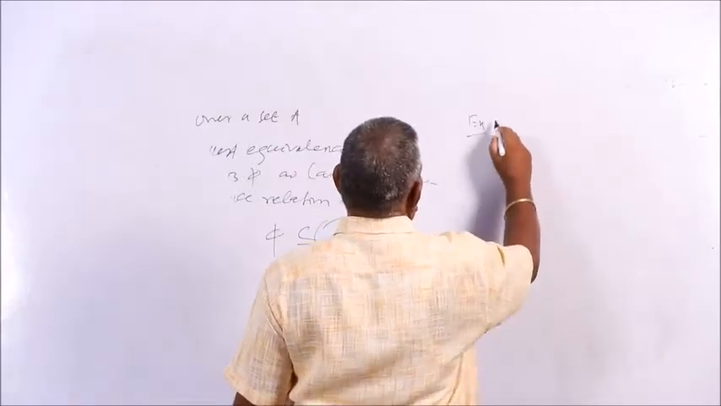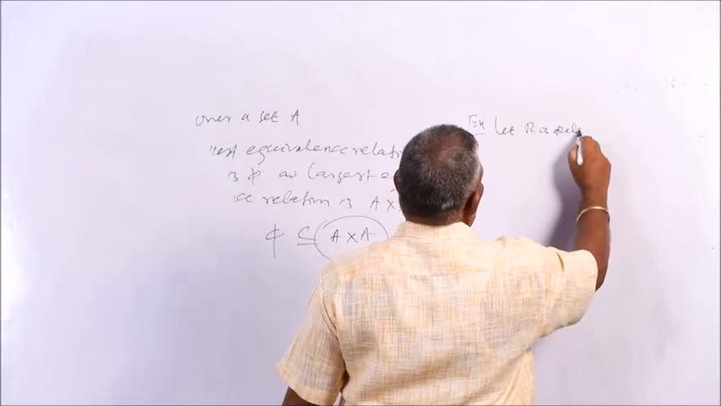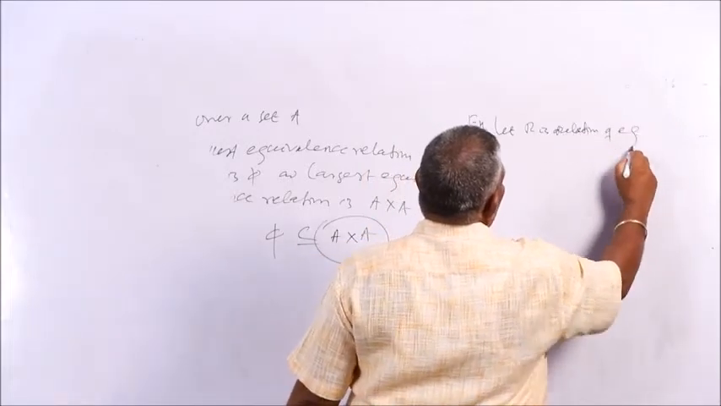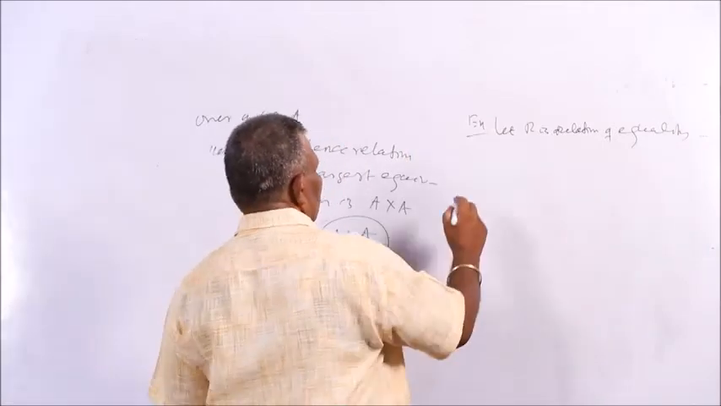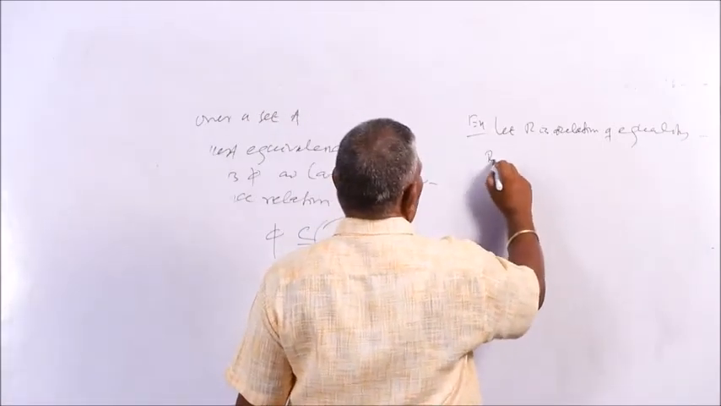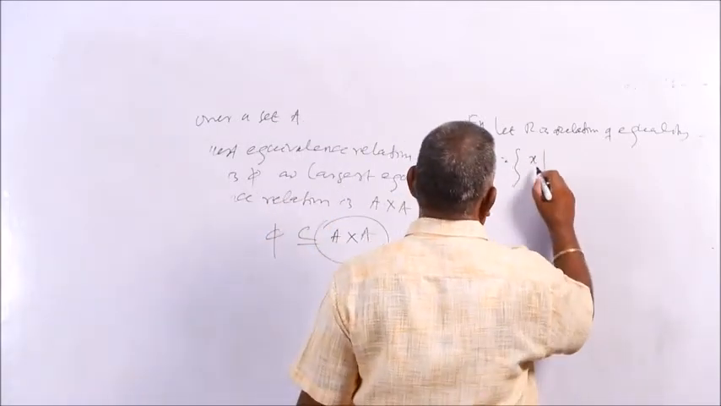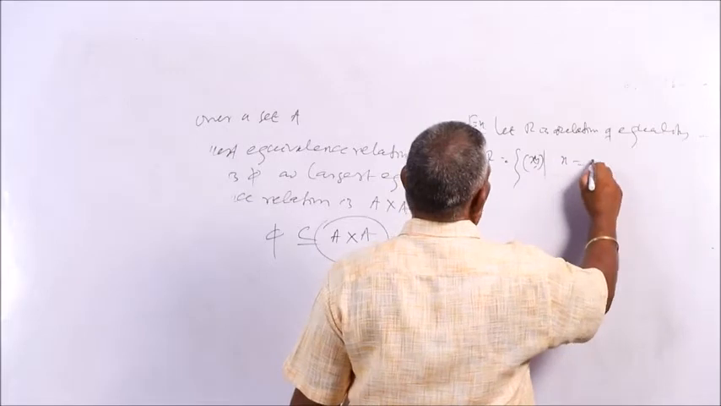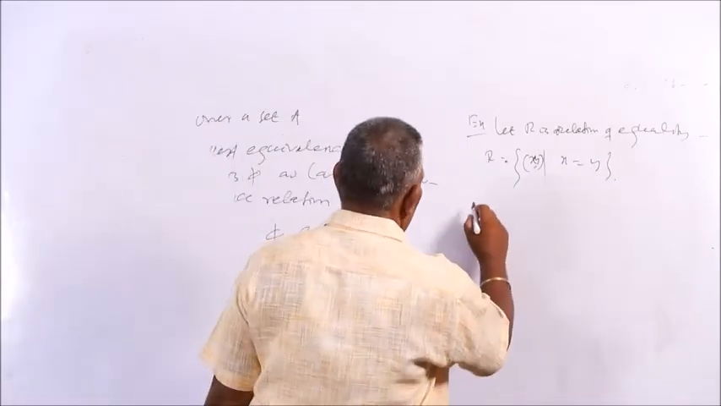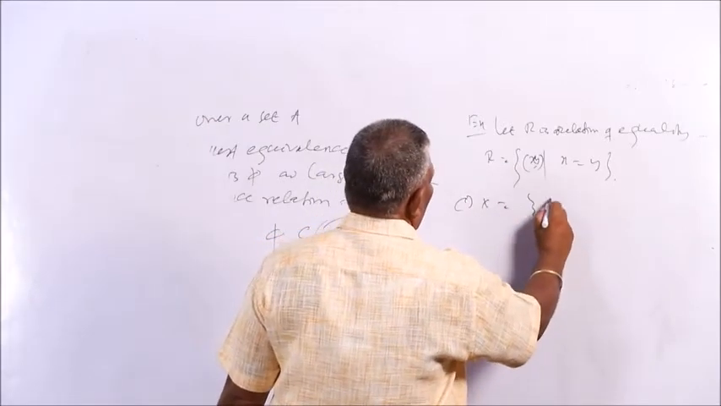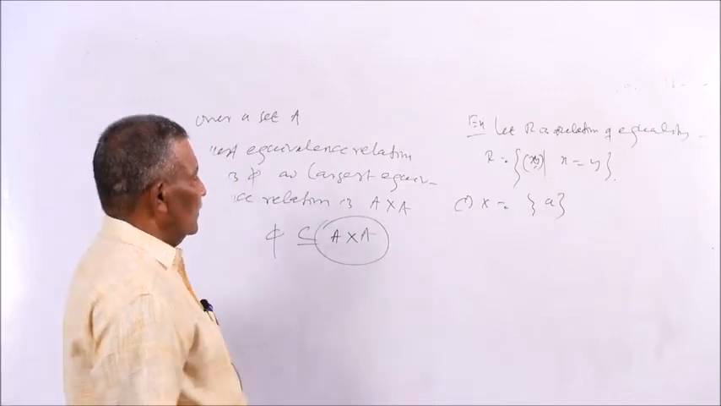Let us consider another example. Let R be a relation of equality. That is, R is the set of all ordered pairs (x, y) such that x equals y. If X has only one element, then what is the equivalence class of this element?